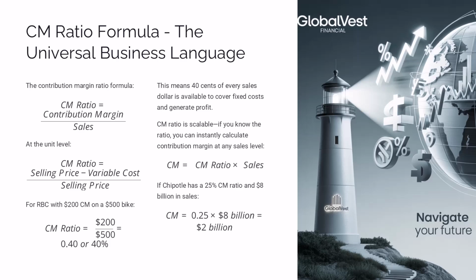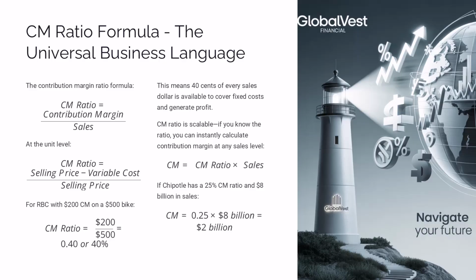And in our racing bicycle company example with $200 contribution margin on a $500 bike, that's exactly $200 divided by $500 equals 0.40, or 40%, meaning 40 cents of every sales dollar is available to cover fixed costs and generate profit.